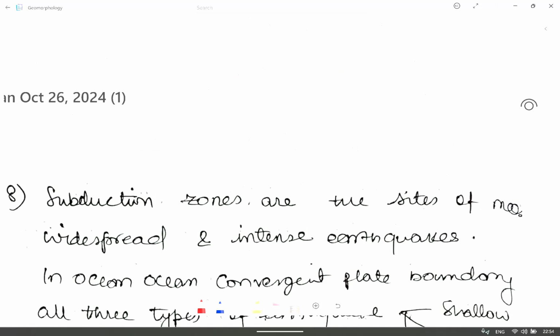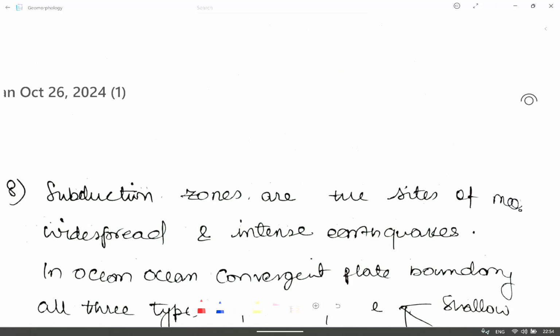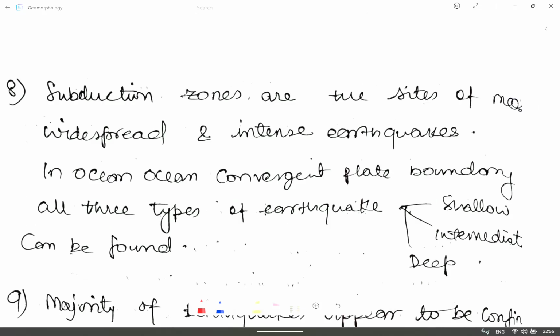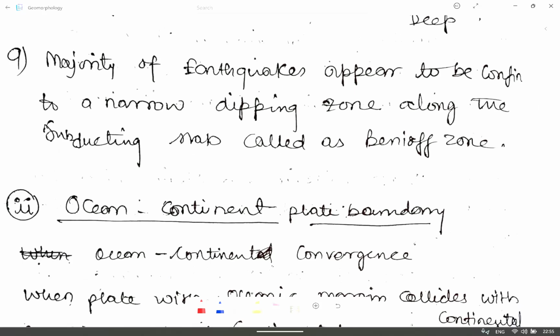They are the sites of movement, widespread and intense earthquakes. In ocean convergent plate boundaries, three types of earthquakes occur: shallow, intermediate and deep. The majority appear to be confined to the narrow dipping zone along the subducting slab, which is called the Benioff zone. The zone where the earthquakes are confined is called the Benioff zone.